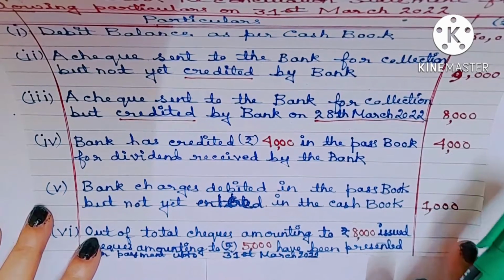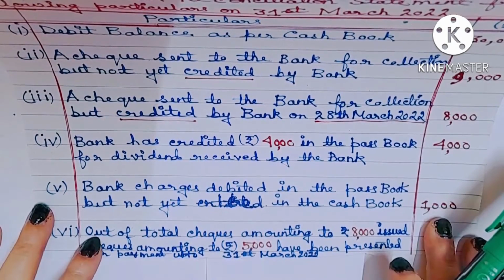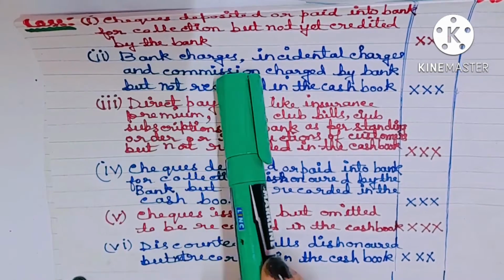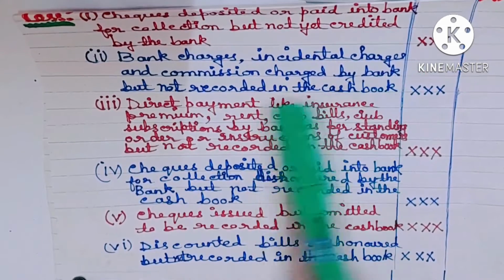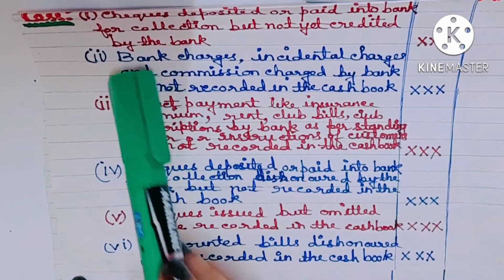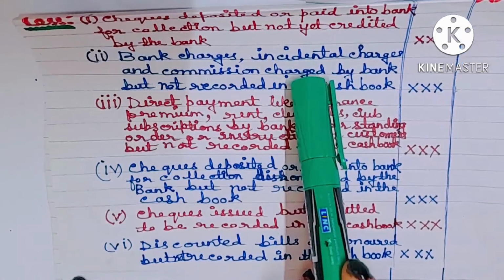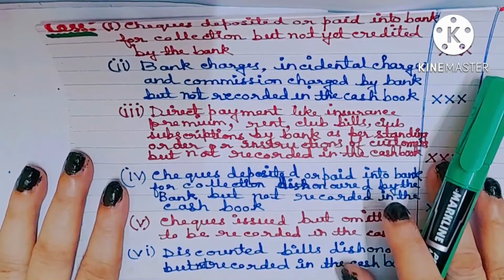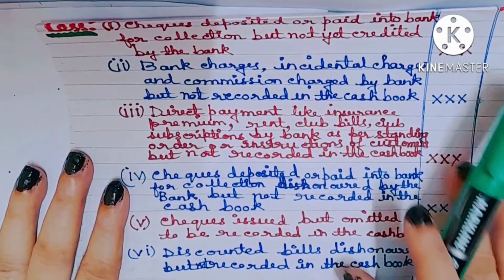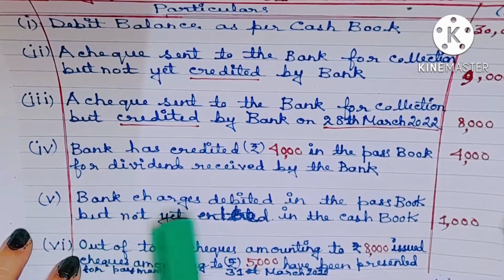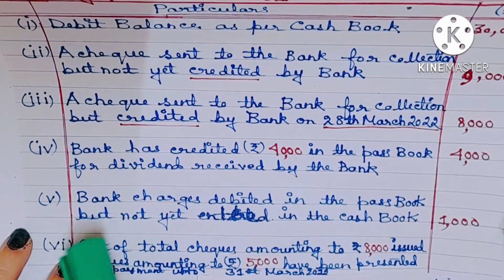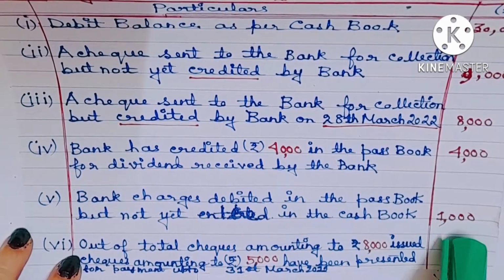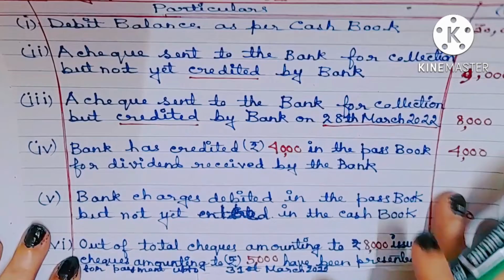Let's go through the chart first. Okay? Which I have prepared especially for you people. See, less. Number 2. Bank charges, incidental charges and commission charged by bank but not recorded in the cash book. So this transaction we should deduct. But we should understand why we are going to deduct this transaction. So let me make you understand through rough work first. Okay? So let's go through the transaction again. Number 5. Bank charges debited in the passbook but not yet entered in the cash book, rupees 1,000. Okay? So let's do it in rough work first.